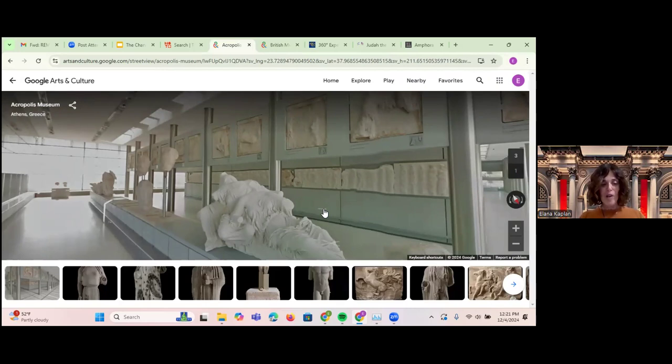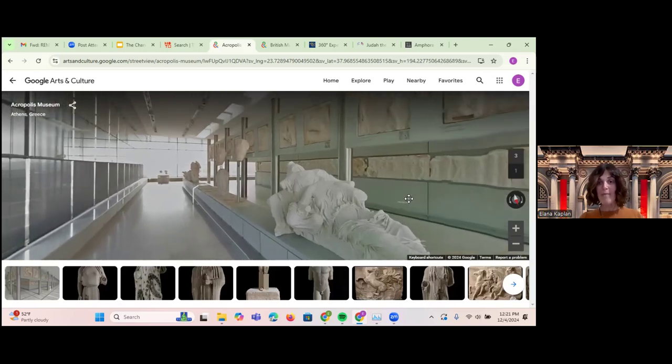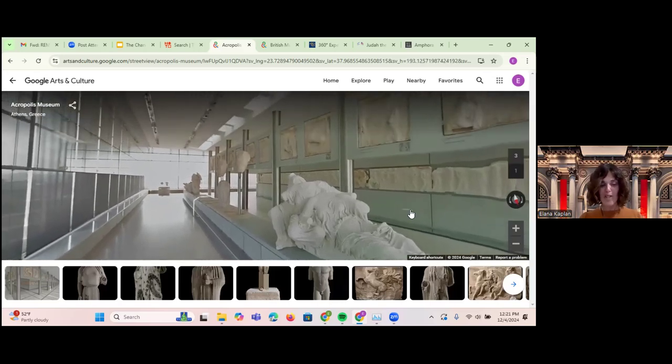But the Acropolis Museum is one of the world's best archaeological museums, and we'll go around it all so you can see it. And what's amazing is the Acropolis Museum is focused on the findings of just one archaeological site. Everything in this museum is from the Acropolis of Athens, as opposed to the British Museum or the Met, where we have artifacts from many archaeological sites. This museum is just from one archaeological site, the Acropolis.